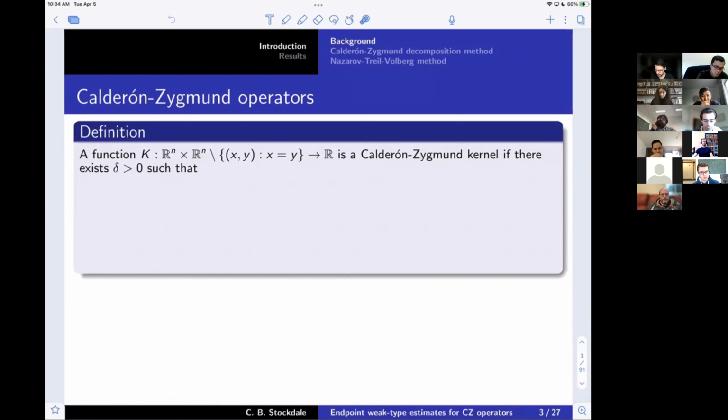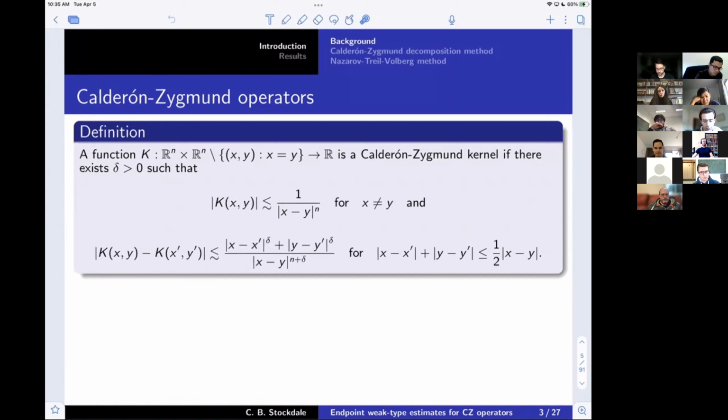But we need to impose some conditions so that the theory actually will flow. So we have these size and smoothness conditions. The first condition is that the kernel is going to decay at worst like 1 over the difference of its inputs to the dimension power. So it's not going to really be integrable. This is sort of the borderline case with this exponent, where it's not going to be integrable at the origin or at infinity.